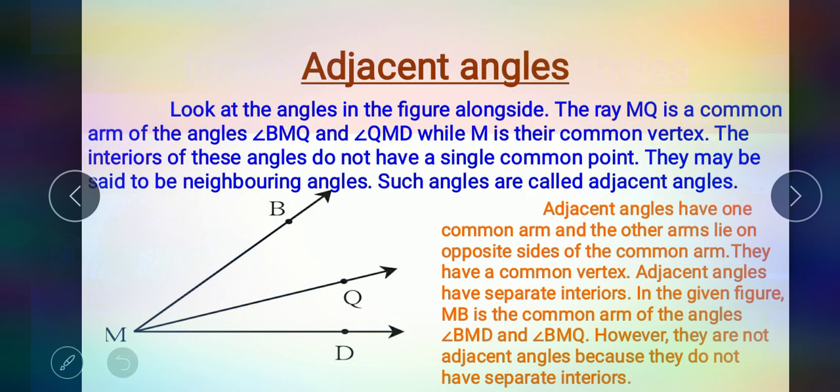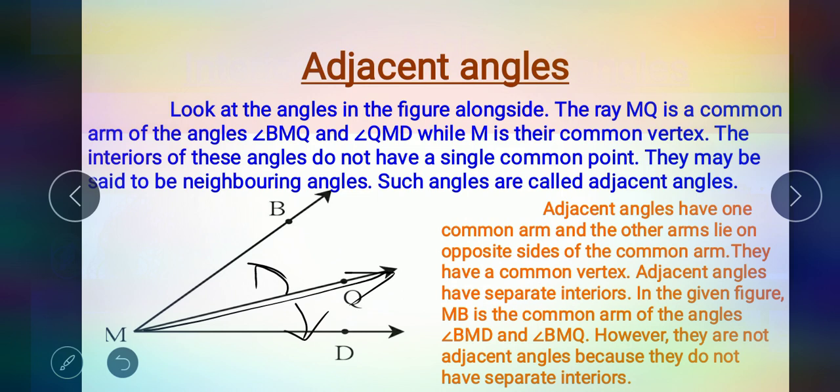Now let's talk about adjacent angles, students. Suppose we have two angles: angle BMQ and angle DMQ. In these two angles, one arm is common. MQ is the common arm, and they have separate interiors. That means except for MQ, that one arm, nothing else is common, students.